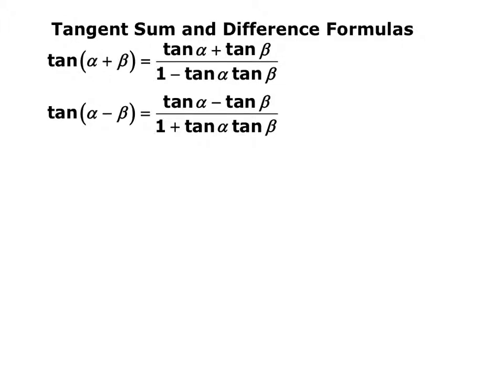Here are the tangent sum and difference formulas. They're exactly the same. Tangent of alpha plus beta is the tangent of alpha plus the tangent of beta, over 1 minus tangent alpha tangent beta. The plus has a plus in the numerator and a minus in the denominator. The difference has a minus in the numerator and a plus in the denominator. So same sign on the top, opposite sign on the bottom.